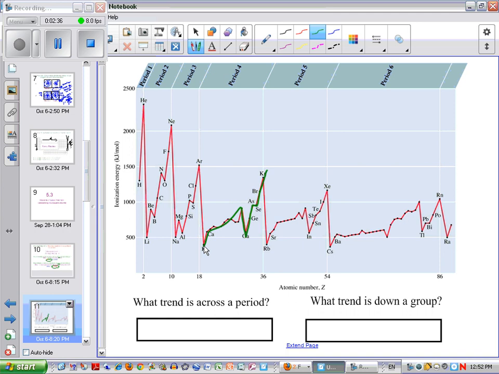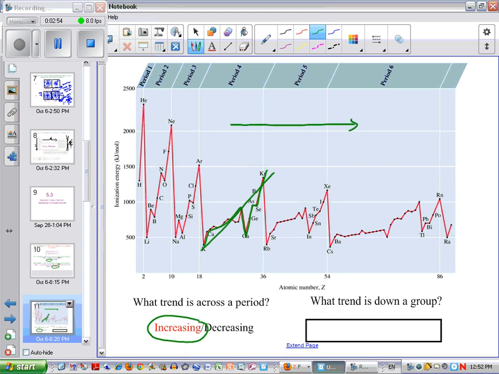In general, what's the trend you see going across a period? It's getting higher. It's increasing. That's that general trend you see right there. Now let's think about this in terms of nuclear charge. As we go across the period, are we holding on to our electrons tighter or looser? Tighter. And so don't you think as you go across, it'd be harder and harder to remove them if I'm holding on to them tighter and tighter and tighter? Absolutely. Let's talk about down a group now, shall we?